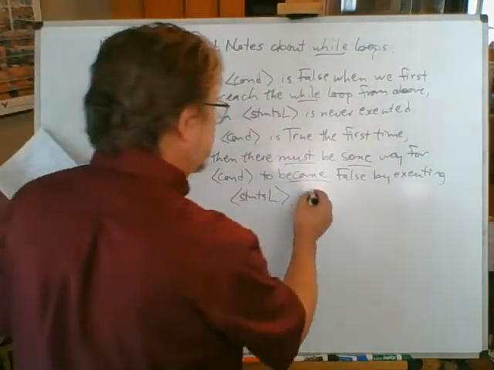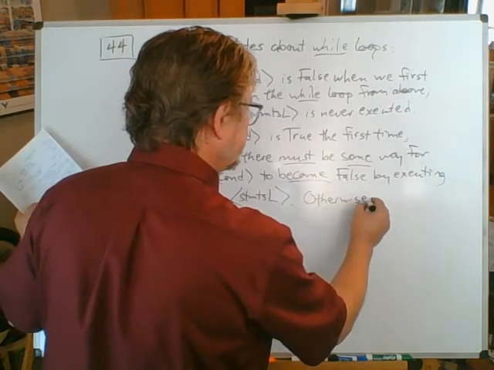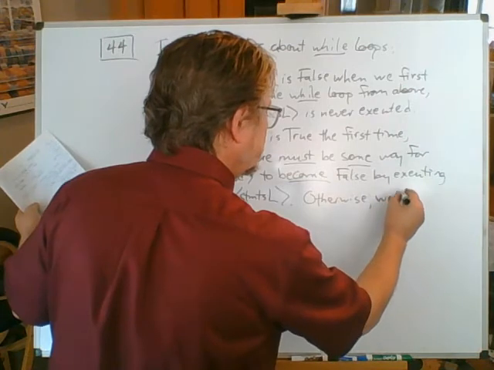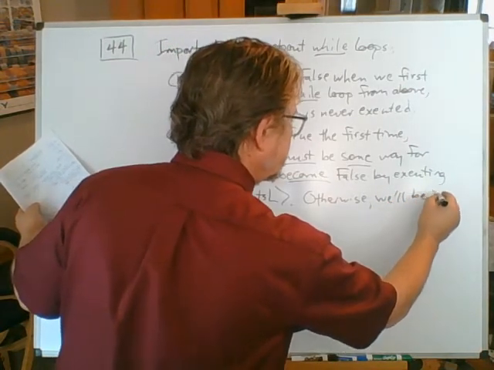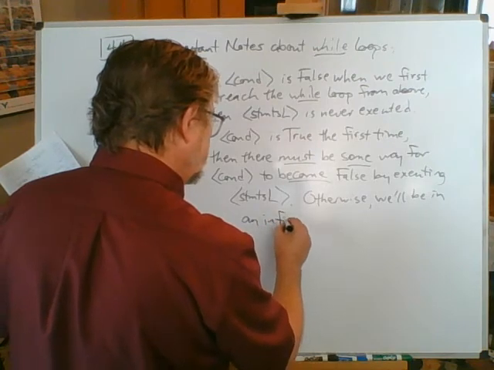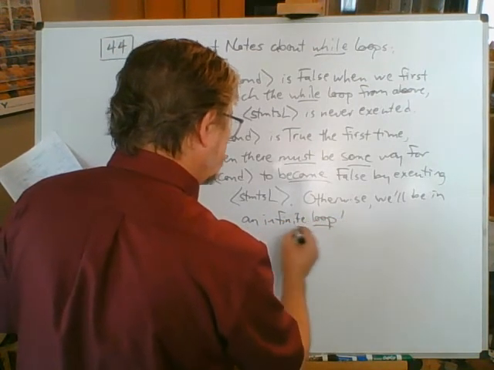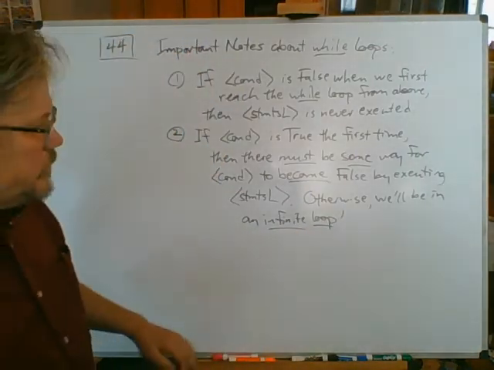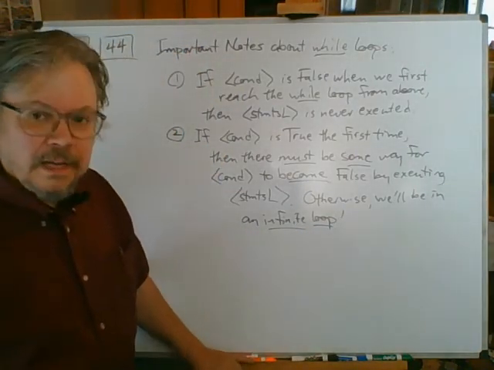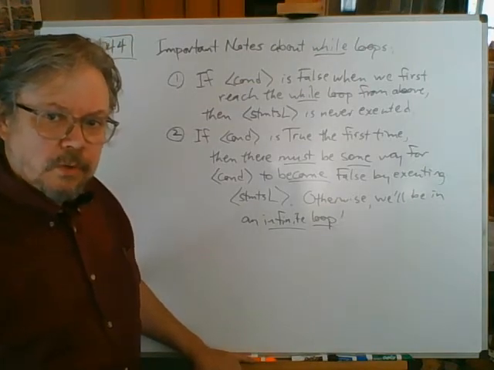This one has an evil otherwise. Ooh. Otherwise, we'll be in an infinite loop! That is the technical term. Otherwise, we'll be in an infinite loop. There's no way to get out of here. Your program will never stop. It'll go over and over.